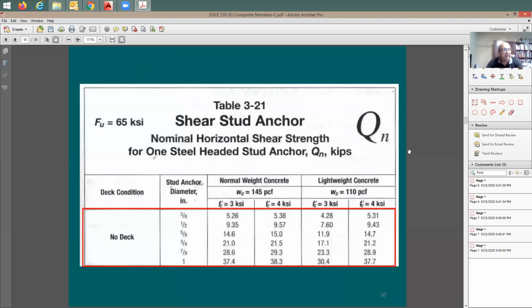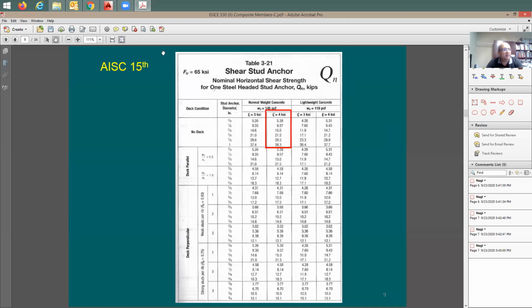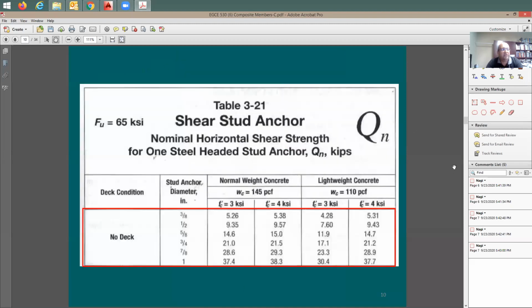This is the same table, actually. This is the same table I just took here, the top piece with no deck, and just lodged it here, just in case you don't have access to this copy of the steel manual, so you can take it from here.